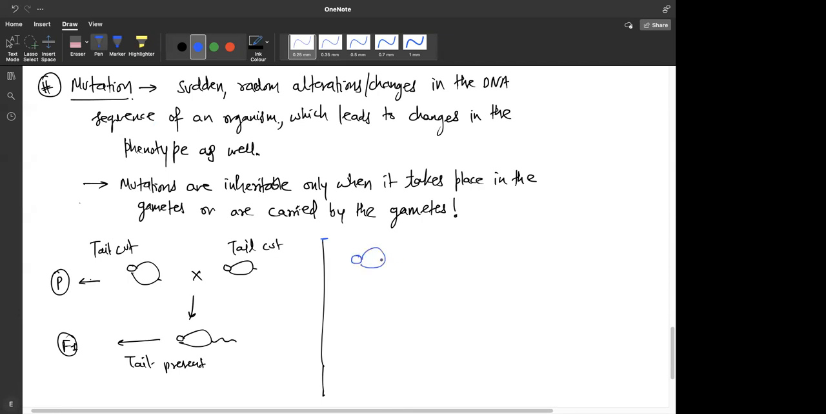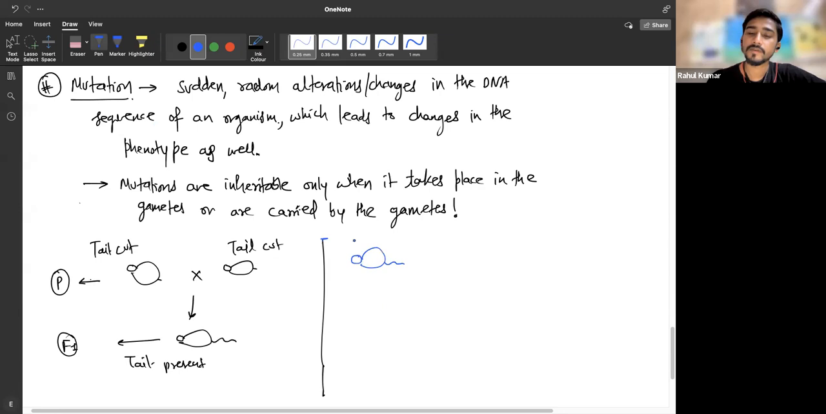There is a mouse which has a tail, but it has a mutation M plus on one chromosome, one set. On the other chromosome, there is no mutation, so it is wild type. Mutation over wild type. This is a heterozygous condition. On one chromosome, either from father or from mother, the gene for tail development is faulty. It has a mutation, which is M+, mutation plus. On the other hand, it is normal, wild type. Is it clear?